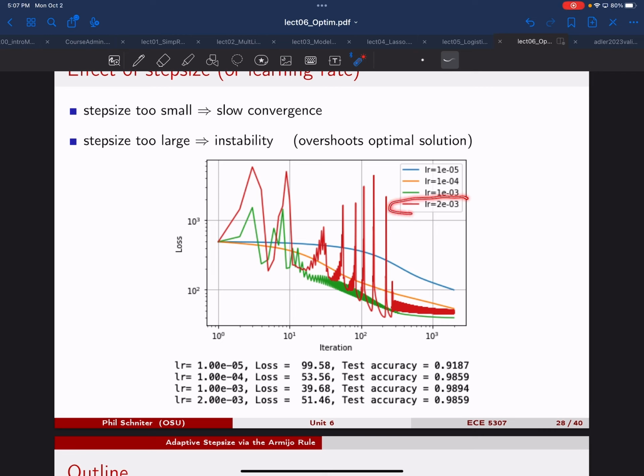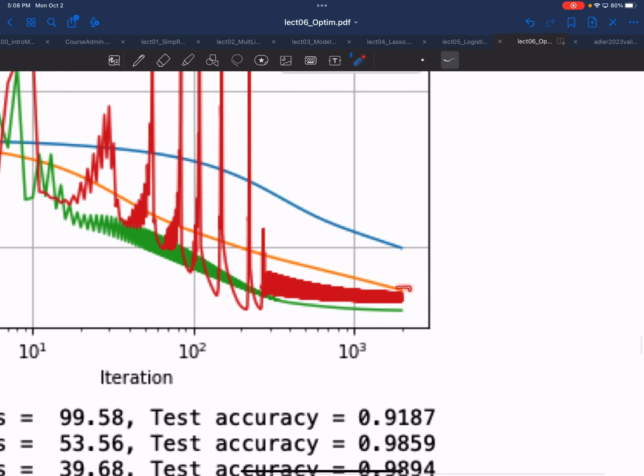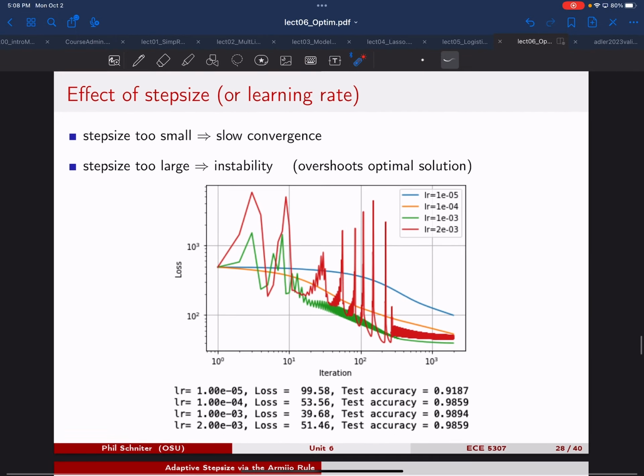You might say, well, that's great. Maybe I can make it even faster, so I'll make it twice as big. And now you can see it starts to go kind of crazy. And it's overshooting so much, it's not really converging. It just keeps overshooting over and over again. So overall, what we see here is that learning rate really does matter. If we tweak things, we can find a good learning rate.